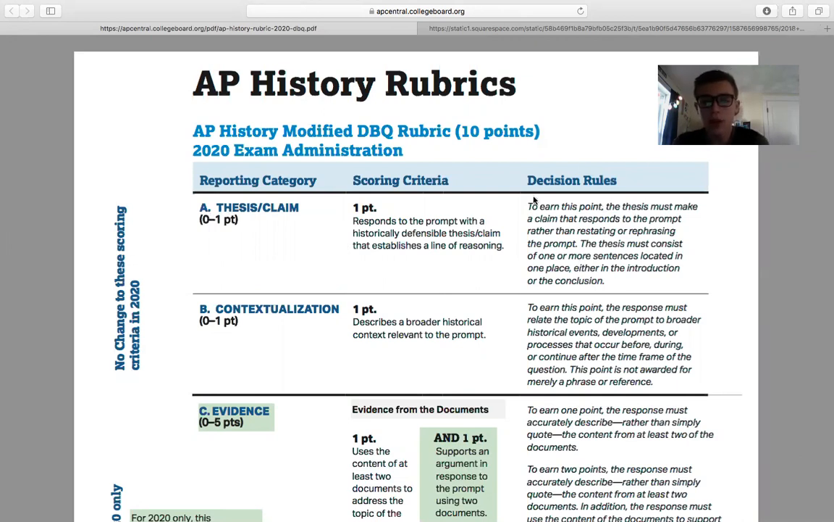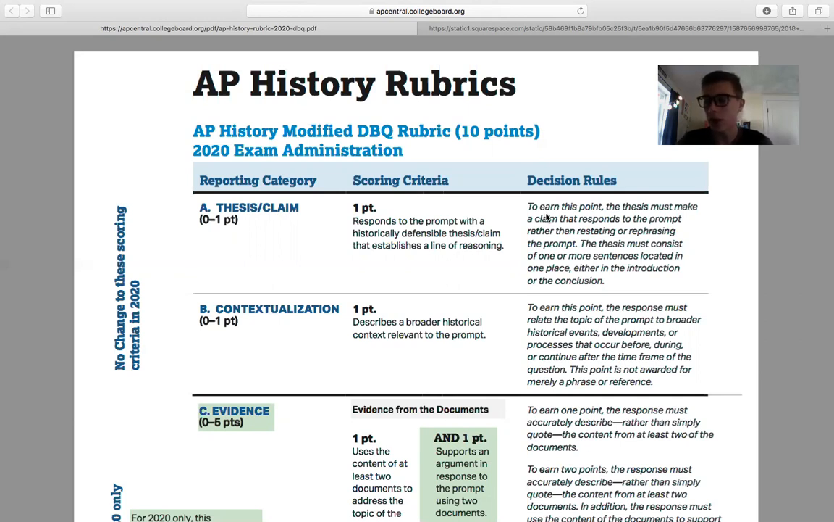So the big thing about earning this point is you're going to make sure you're making a claim. You should not restate the question. If you restate the question, you will not, in any way, get the point. You have to make a claim about the question. Think of it as if you were in court. You're making a statement that you're going to have to defend.